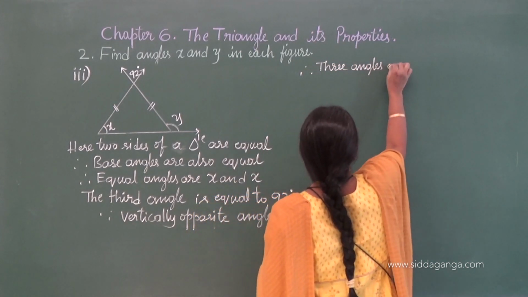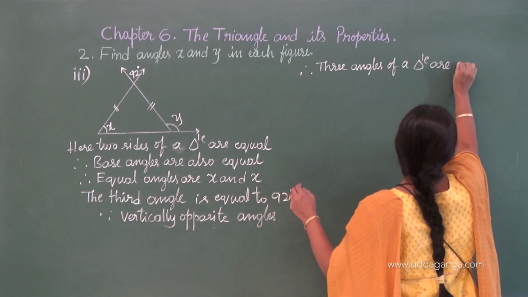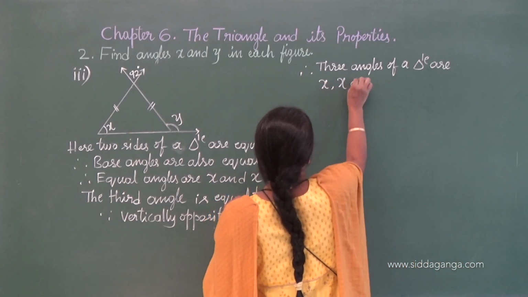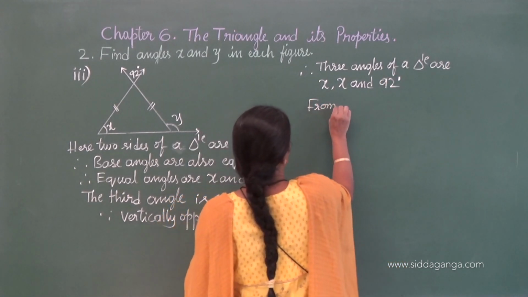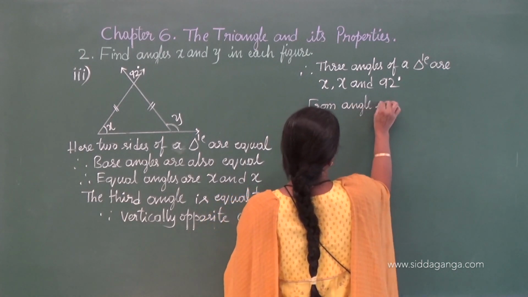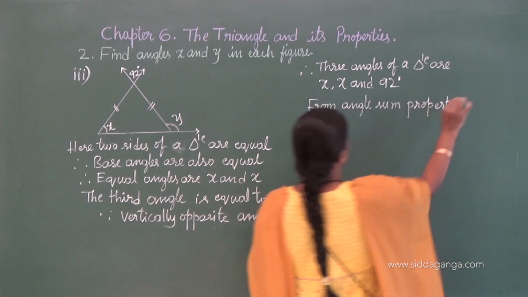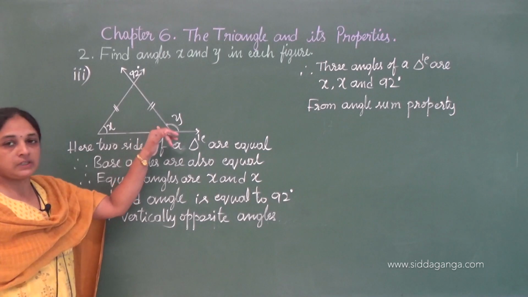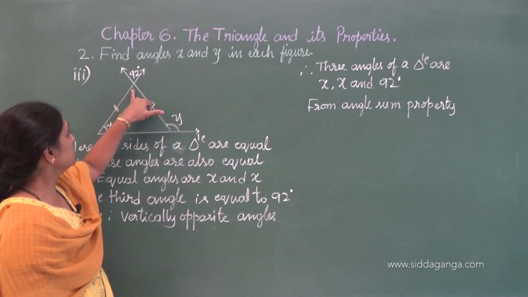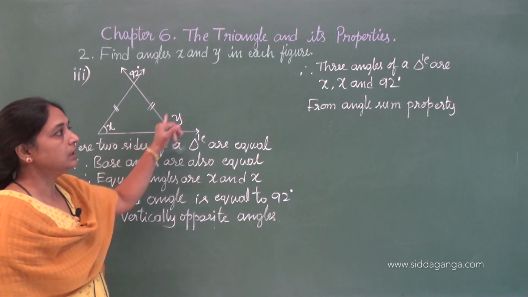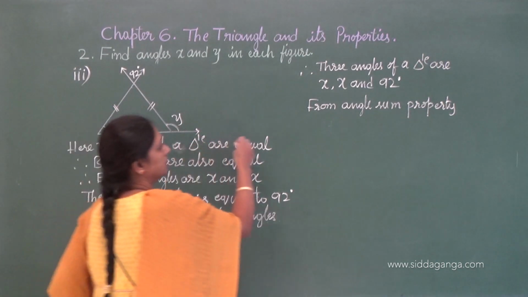three angles of a triangle are x, x and 92 degree. Here we use angle sum property because when we find the value of x, then we can find the value of y with the help of x. Okay, this is 92 degree. These are x and x. By using angle sum property, we can find the value of x here.